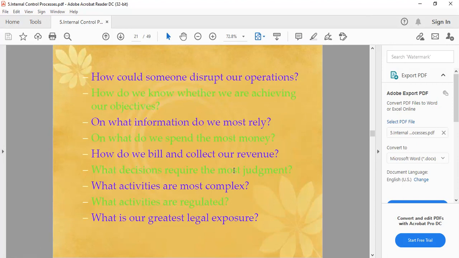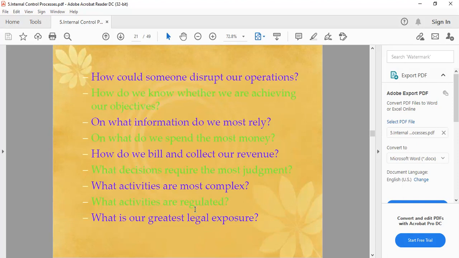Then what decisions require the most judgment in addition to where we spend the most money? What activities are most complex? And we have to subdivide so that those actions will contribute to our overall business function, which will be geared towards overall business objectives. Then what activities are regulated, meaning to say we have laws governing such.